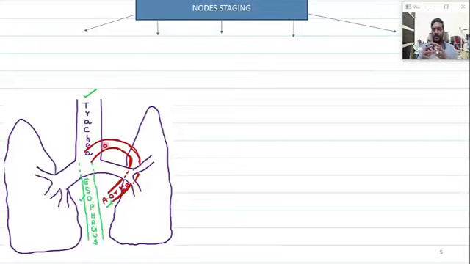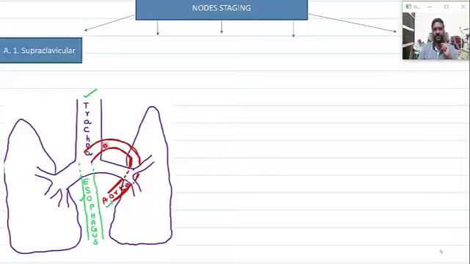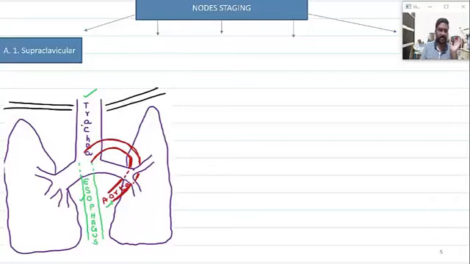So let us see the various stations of lymph nodes. We have supraclavicular. So the first important station is supraclavicular. Consider, let this be the clavicle. Any node above the clavicle is considered a supraclavicular node. So the first important group is supraclavicular, and it is generally the first station.